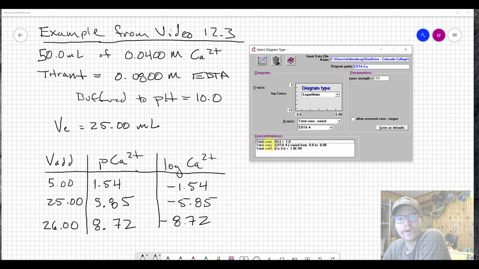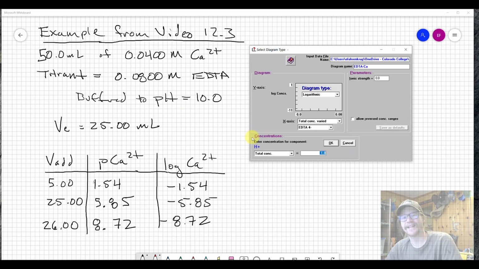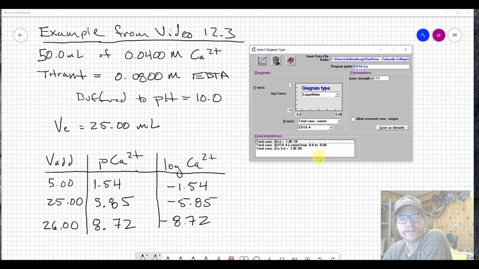And then for total concentration of protons, we're buffered at pH 10. The default is 1. This is in molar. So remember, pH 10 would be 10 to the minus 10, so it'd be 1 times 10 to the minus 10. So 1e minus 10 would be the concentration of our proton solution, buffered in this case. So I'll select that as OK.